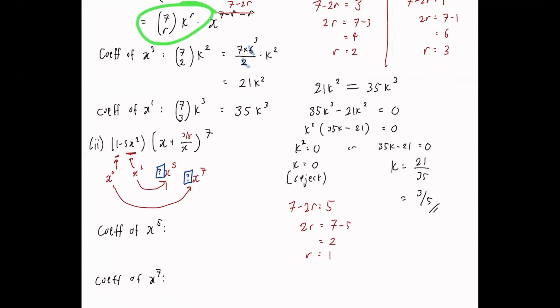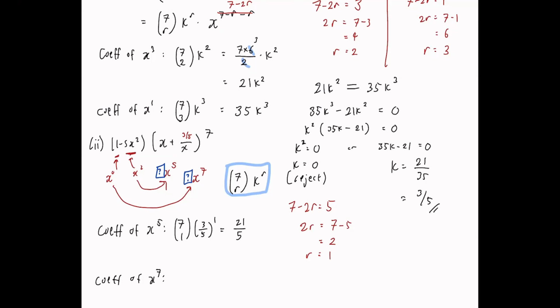Okay, this is the formula here. I'll bring it down here for reference. Box it up. So it's 7 choose 1 times k. We already know what k is now. It's 3 over 5 power 1. Type in a calculator, I think I get 21 over 5.